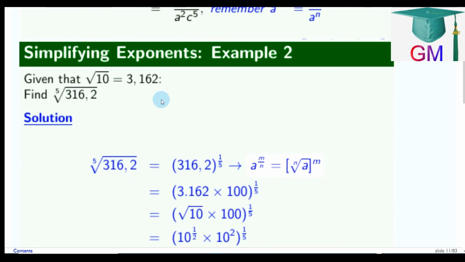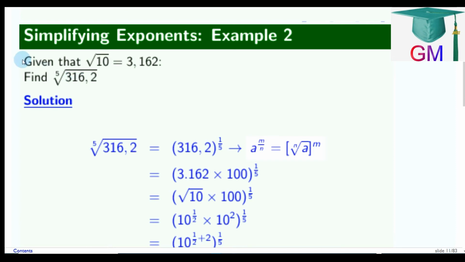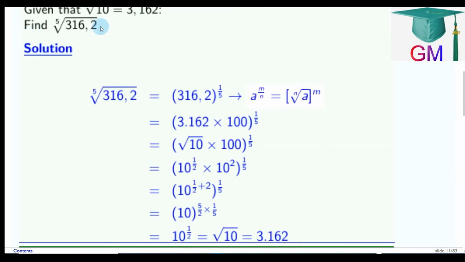Now, we also have another type of question that they ask. Example 2 here. Given that the square root of 10 is equal to 3.162, find the fifth root of 316.2. It is important to be able to understand and read the language. Now, when a question says given that, it means the provided information you are supposed to use. And this is what you are looking for.